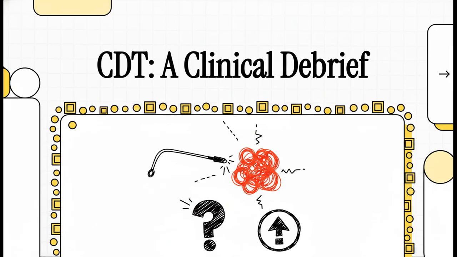All right, today we're jumping right into a clinical debrief. We're looking at a case of catheter-directed thrombolysis, or CDT, that went critically wrong. Our whole goal here is to break down exactly what happened, step by step, so we can all understand how to prevent something like this from ever happening again.